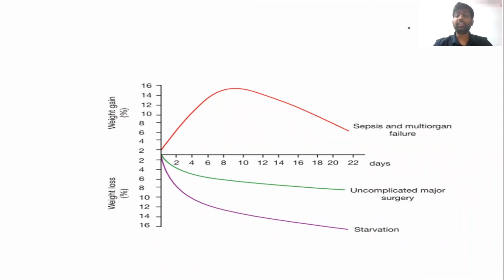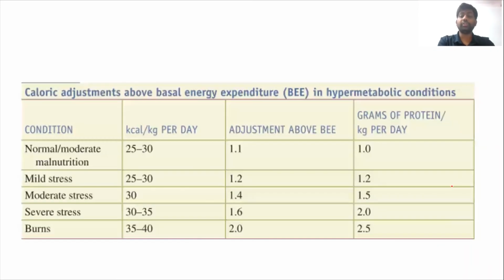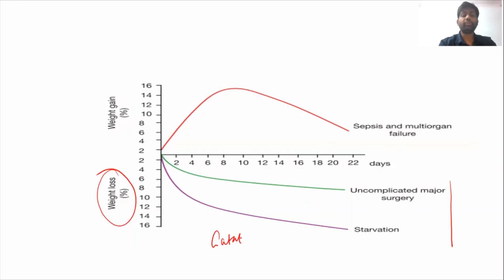As we can see in this image, which is taken from Bailey and Love, this clearly shows that in most of the events of stress like surgery and starvation, there is weight loss, and this loss of weight is because of the catabolism that happens in the flow phase of the ebb and flow model. Now, there is an exception to this, and which occurs in sepsis and multi-organ failure. Now, what does this mean? That instead of weight loss, there is weight gain. Why does this weight gain occur?